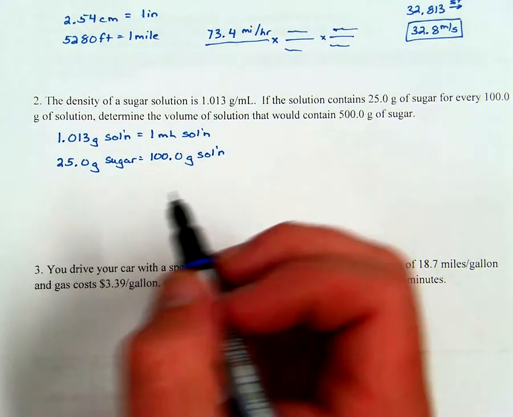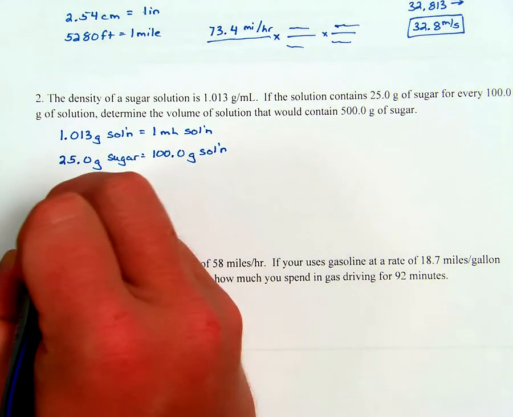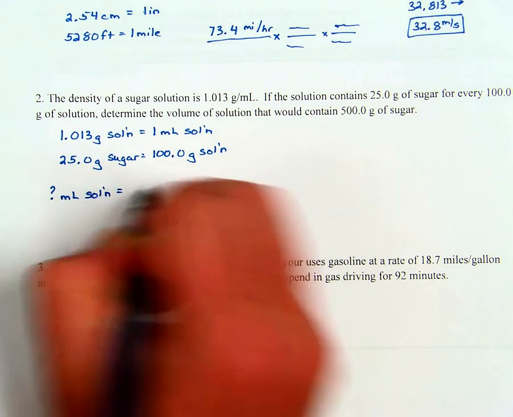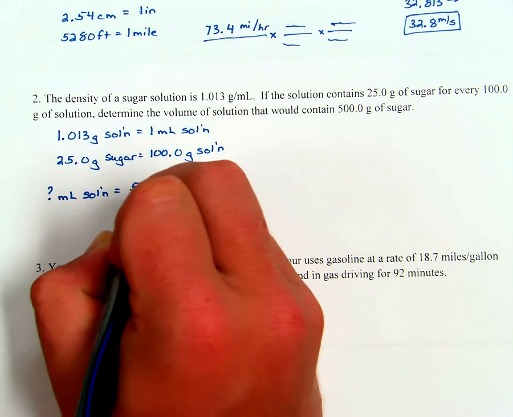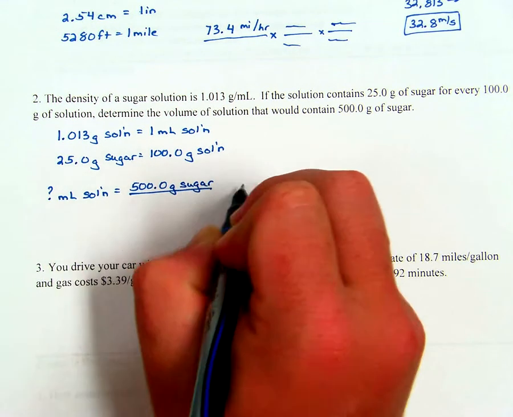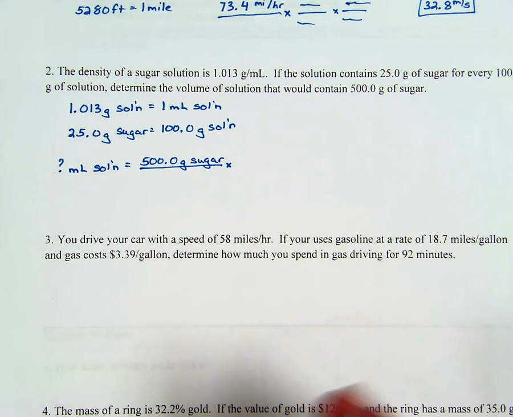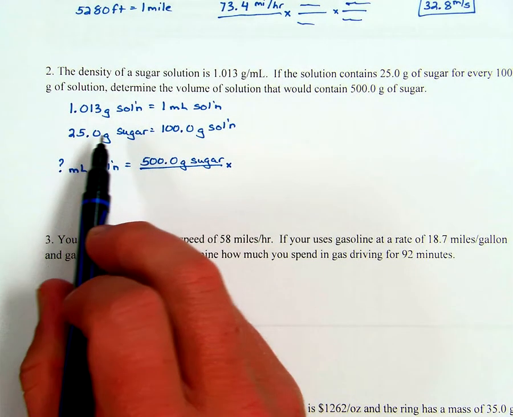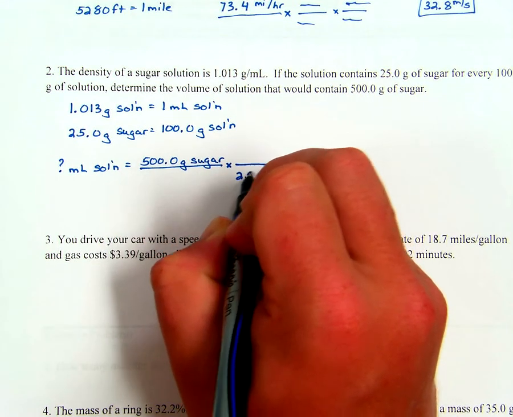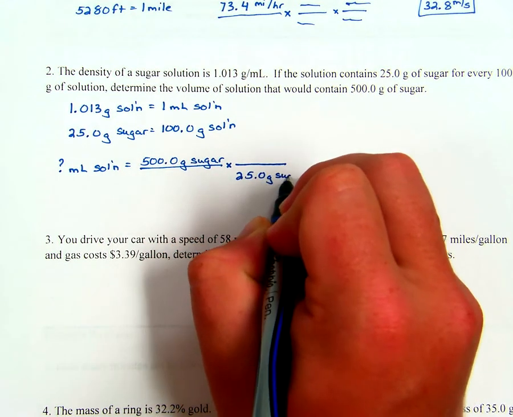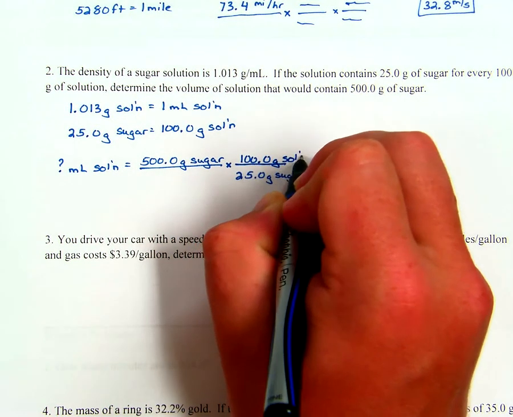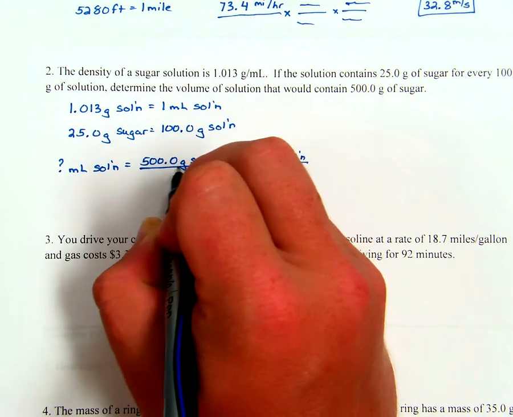We're asked to determine the volume of a solution that would contain 500 grams of sugar. So what volume, think about what units that would be. Sounds like milliliters to me. So question mark milliliters of solution are equal to 500.0 grams of sugar. So looking at our conversion factors here, the only one that contains grams of sugar is this second one that I've written here. So I will use that as a conversion factor. 25.0 grams of sugar in the denominator, and 100.0 grams of solution in the numerator. Grams of sugar cancel, not grams of solution.